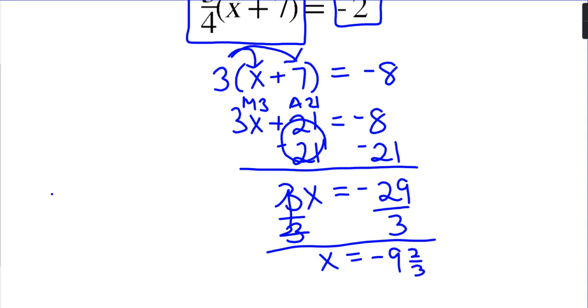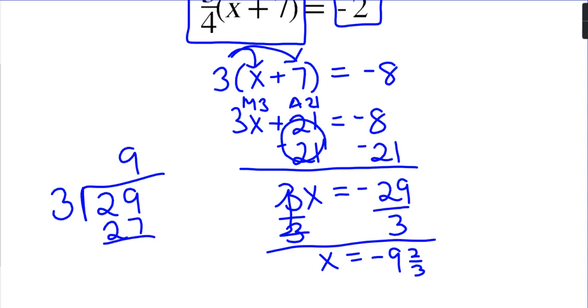And if you want to see me do division like this, 3 into 29. 3 does not go into 2, but 3 goes into 29. 9 times 3 is 27. 9 minus 7 is 2, so that's why we're left with 2 thirds. So our answer is x = -9 and 2 thirds.